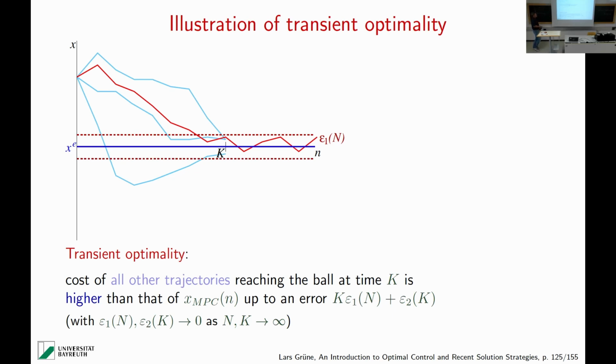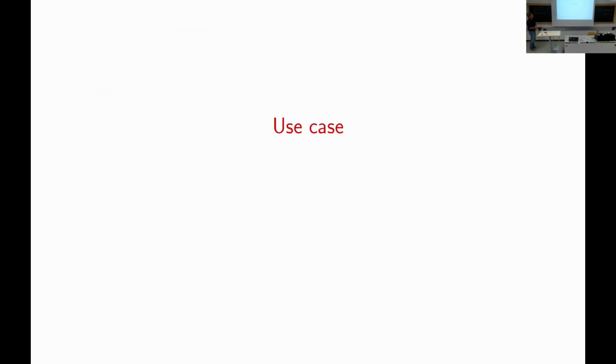So model predictive control will give you something which is asymptotically stable at the equilibrium, at least almost practical, and something which moves to the equilibrium in the cheapest possible way up to some error. So it really has optimality properties.